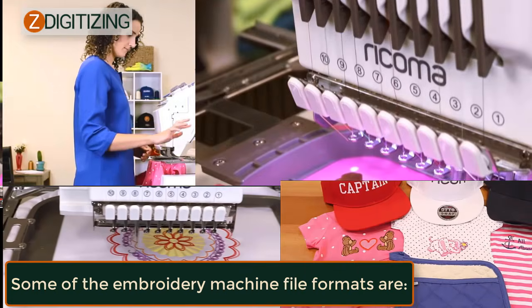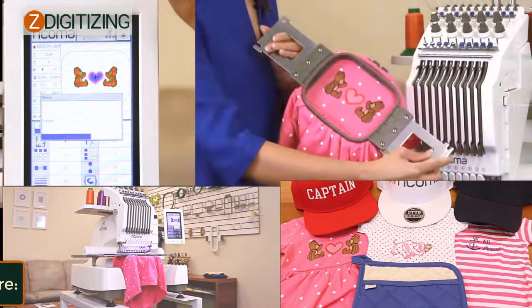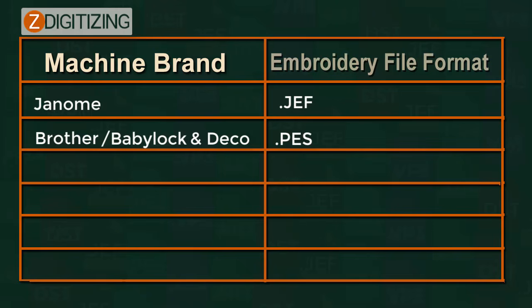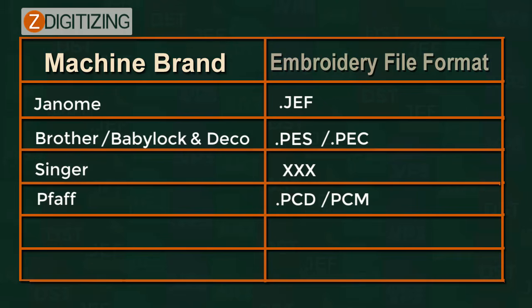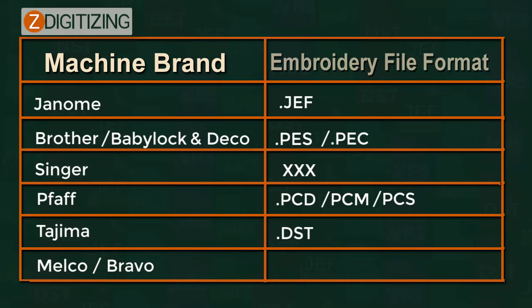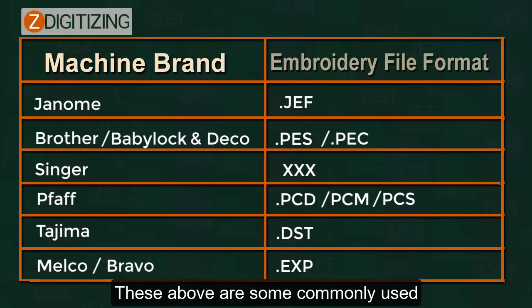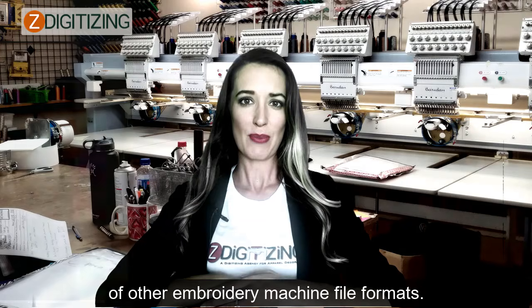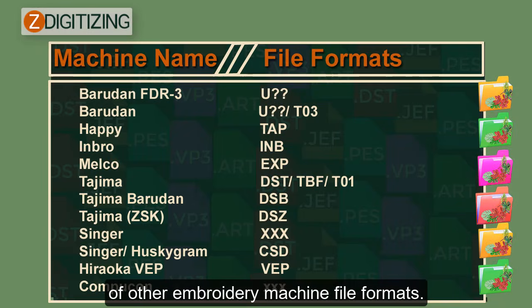Some of the embroidery machine file formats are Genome, JEF. Brother, Babylock, and Deco use PES/PEC. Singer, XXX. Pfaff, PCD/PCM/PCS. Tajima, DST. Melco and Bravo, EXP. These are some commonly used embroidery machine file formats. There are a lot of other embroidery machine file formats.